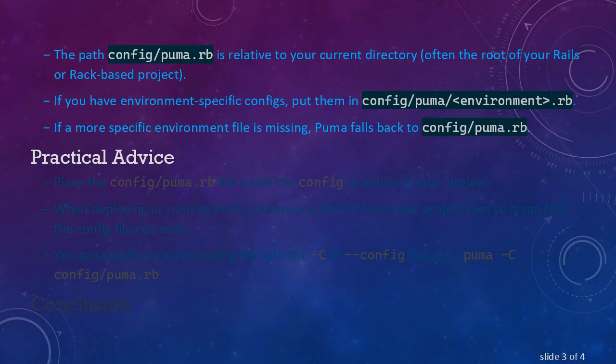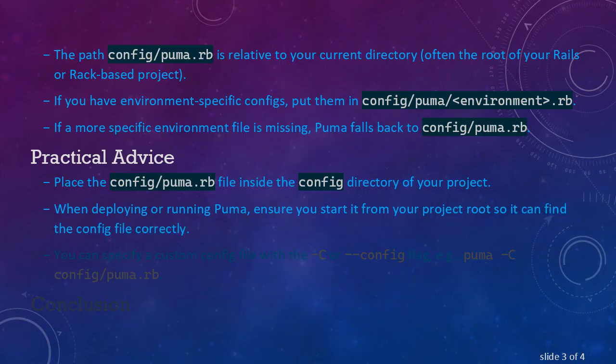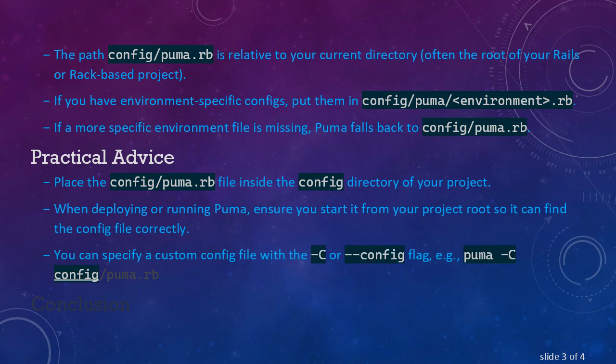Practical advice. Place the config/puma.rb file inside the config directory of your project. When deploying or running Puma, ensure you start it from your project root so it can find the config file correctly. You can specify a custom config file with the -C or --config flag, for example, puma -C config/puma.rb.